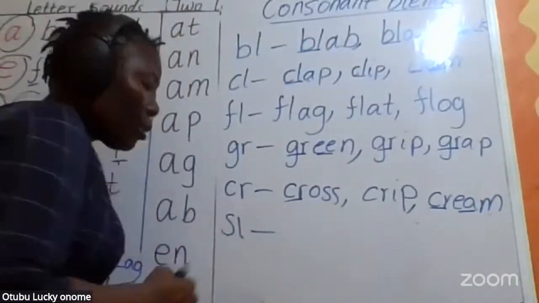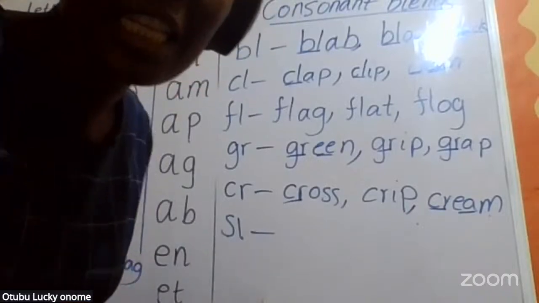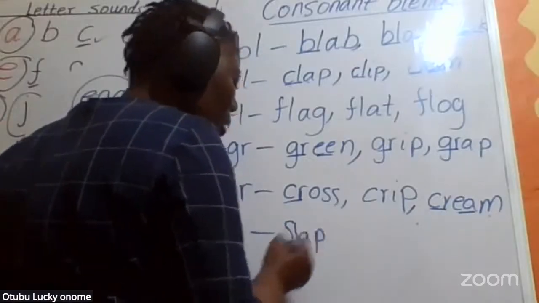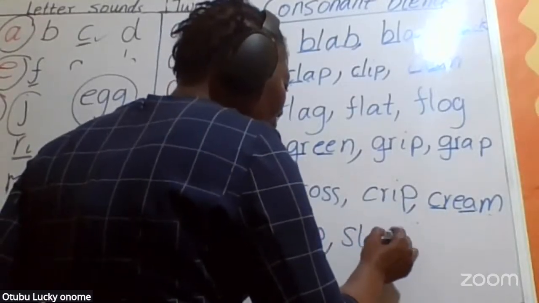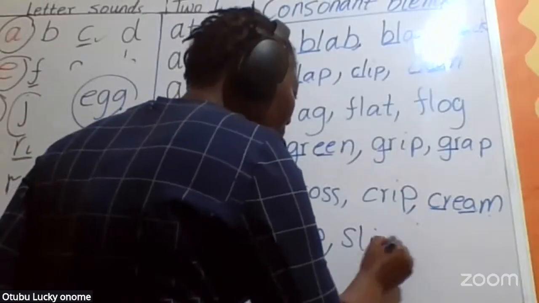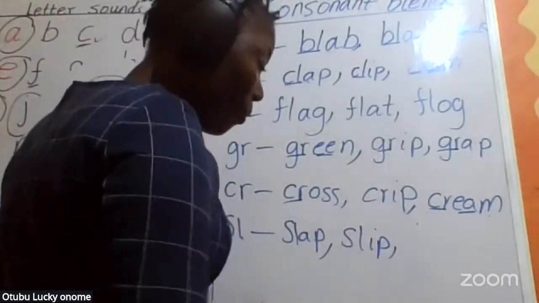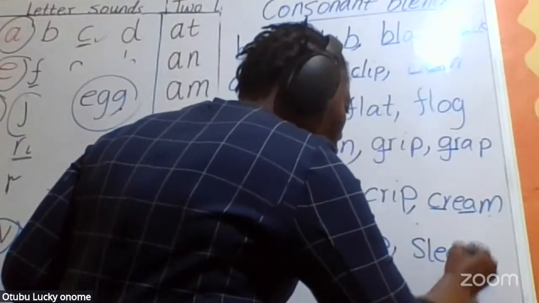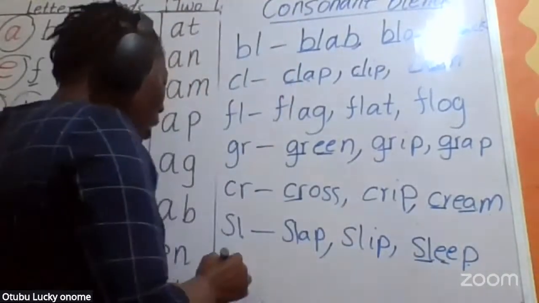The next one we are looking at is s and l, which gives us "sl". We have it in words like slap and sleep. Sleep means to rest, to lie down on your bed. Then we have the next one.